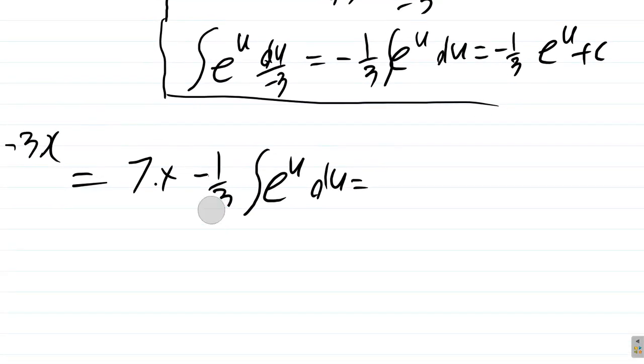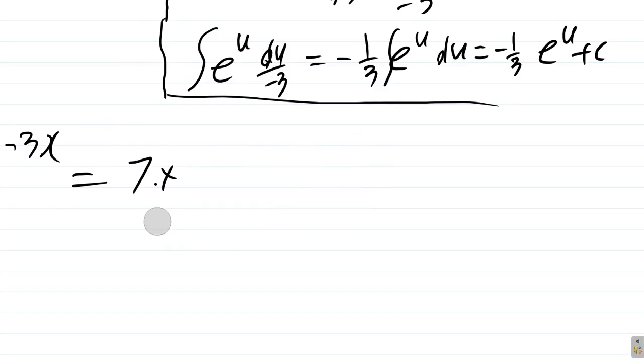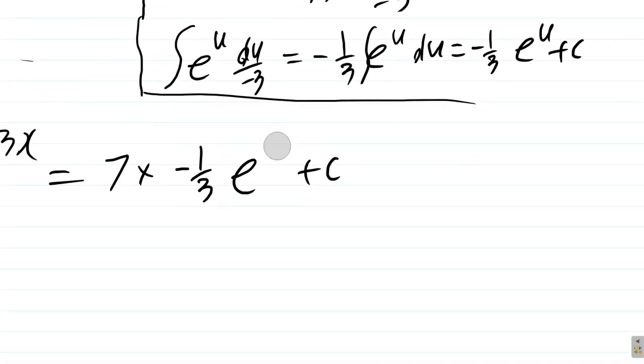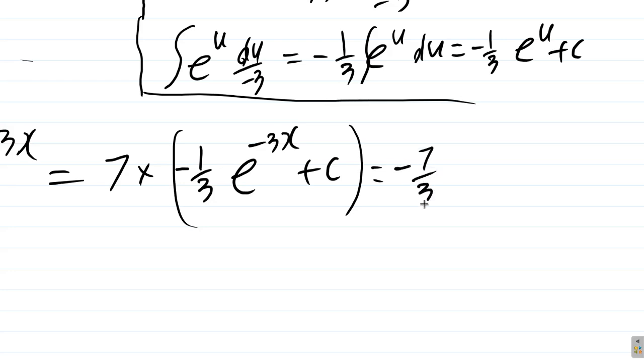Alright, the integration was worked out, so let me put it times negative 1/3 e to the u plus c. But what was u? You need to change it back to x. u was negative 3x. So it's e to the negative 3x plus c. Now that would be negative 7 over 3 e to the negative 3x plus 7c. Alright, 7c would be a different constant, so we could call it d, but I want c to be there.